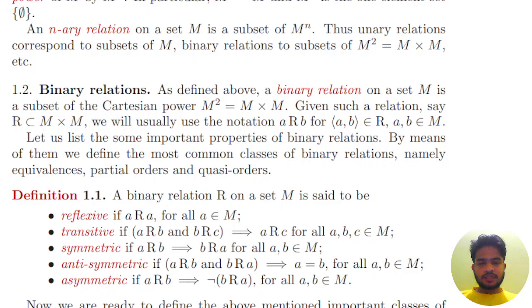A binary relation R on a set M is said to be reflexive if a relates to a for all a belonging to M, and transitive if a relates to b and b relates to c, then a relates to c for all a, b, c belonging to M. It is symmetric if a relates to b, then b relates to a for all a, b belonging to M. It is antisymmetric if a relates to b and b relates to a, then a equals b for all a, b belonging to M. And it is asymmetric if a relates to b, then the negation of b relates to a for all a, b belonging to M.